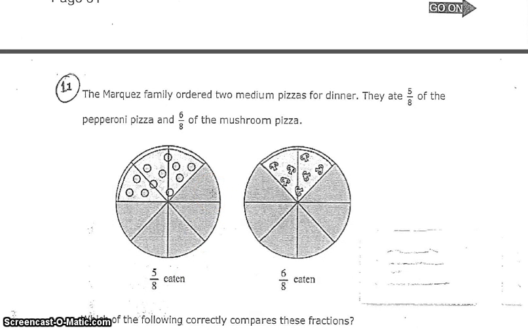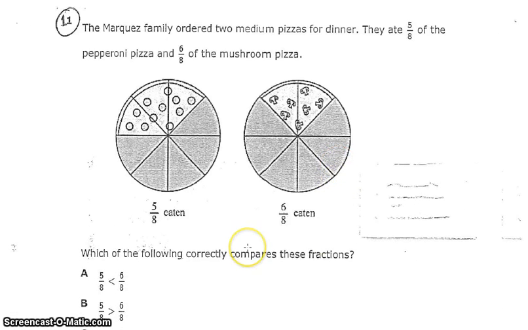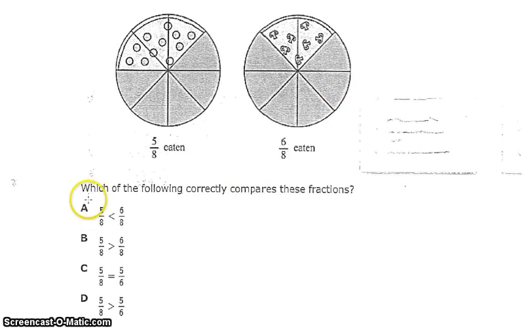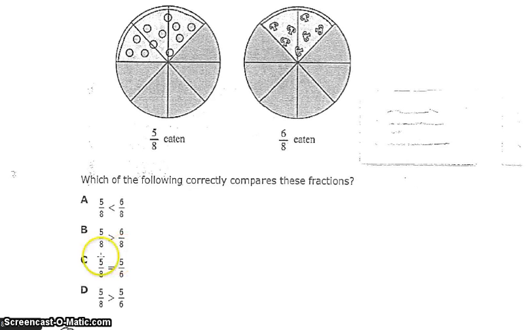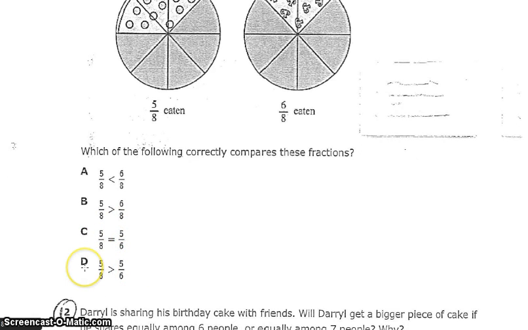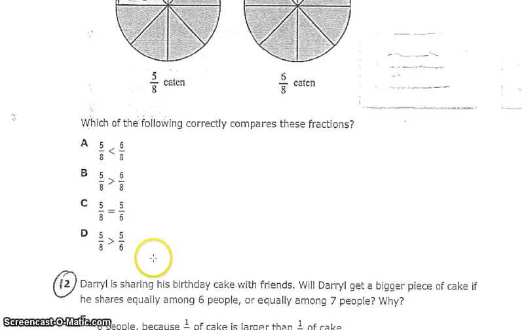The Marquez family ordered 2 medium pizzas for dinner. They ate 5/8 of the pepperoni pizza and 6/8 of the mushroom pizza. Which of the following correctly compares these fractions? A. 5/8 is less than 6/8. B. 5/8 is greater than 6/8. C. 5/8 is equal to 5/6. D. 5/8 is greater than 5/6.